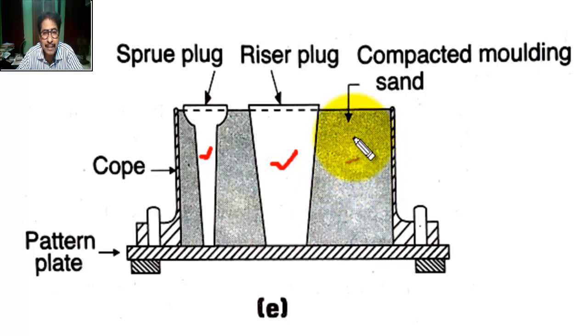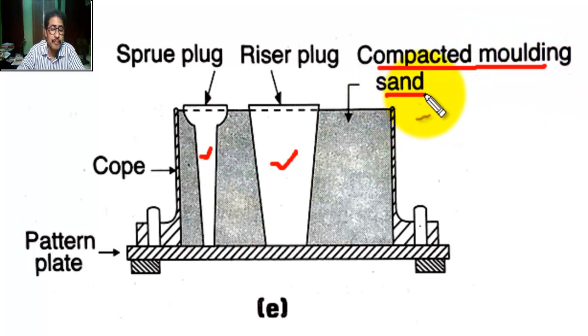Fill with the sand, compact molding sand, and ram up the molding sand. This assembly is called cope. This is the top box or top flask. Okay.